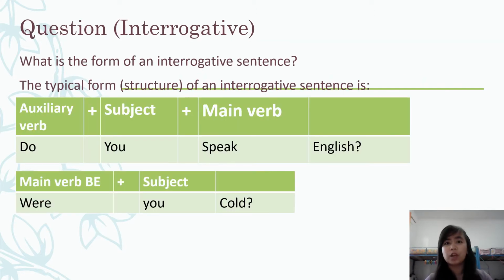The last is question or interrogative sentence. It asks a direct question and is punctuated at the end of the sentence or the utterance with a question mark. Like a complete sentence in English, an interrogative sentence must contain a subject and a verb. The typical structure of an interrogative sentence is, the first one, auxiliary verb plus subject plus main verb. For example, do you speak English? The second one is main verb be plus subject. For example, where are you going?